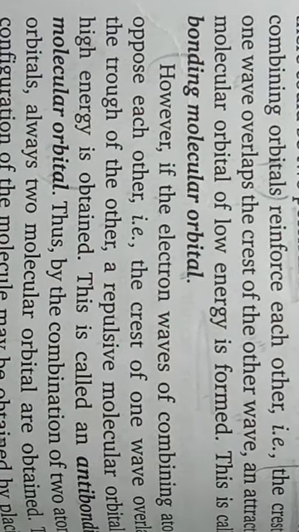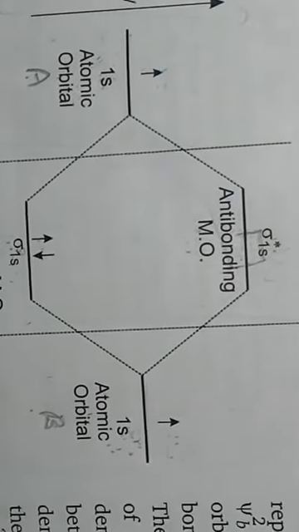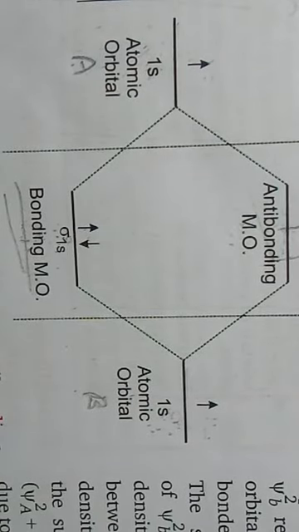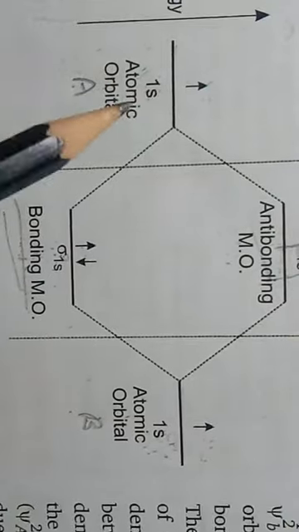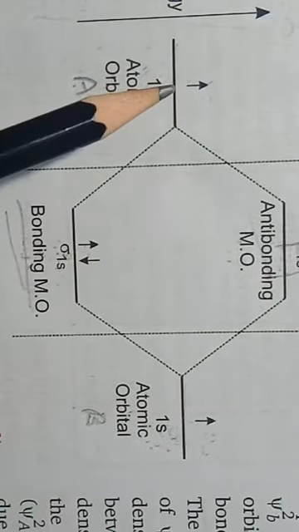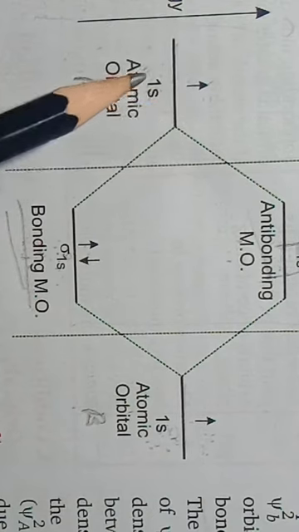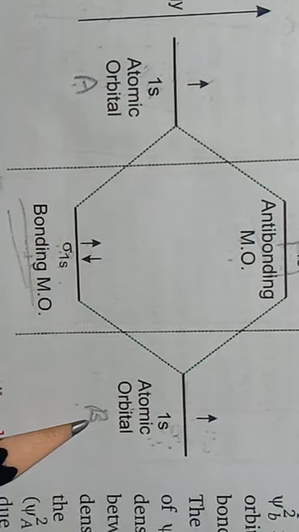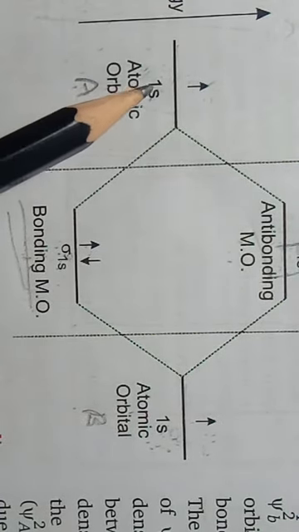Now these anti-bonding and bonding molecular orbitals have different energies, and this can be shown with the help of an energy diagram. As you can see in this energy diagram, these are the places where we show atomic orbitals with their electrons. Let one atom be A and the other atom be B. All the atomic orbitals we will draw on this side.